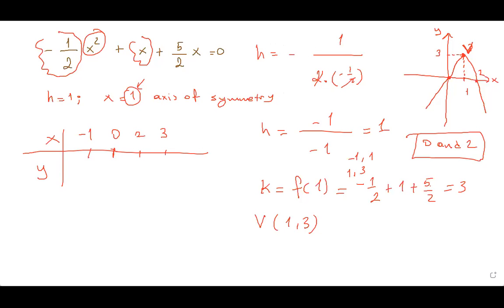Any question till here? No. And then I will try when x is negative 1, what is y? So this is my function. When x is negative 1, when I put it here, negative 1 squared is positive 1. Positive 1 times negative 1 over 2 is negative 1 over 2, plus x, which is negative 1, plus 5 over 2 times negative 1, which is negative 5 over 2.